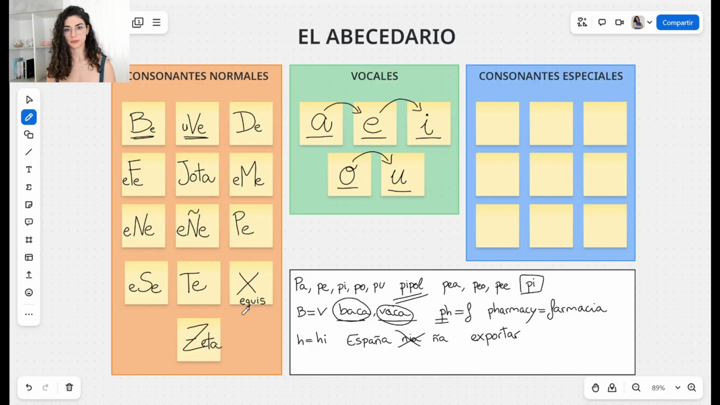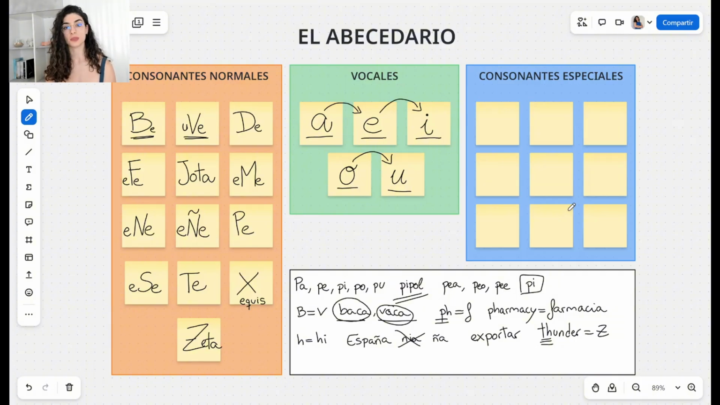Theta. So this has a th sound, like in thunder. It is going to be this exact sound, th. So th, the, thi, tho, thu. And these are then the normal consonants.